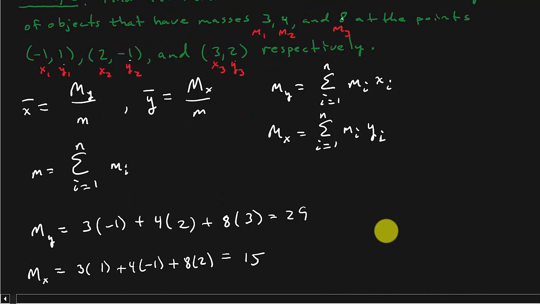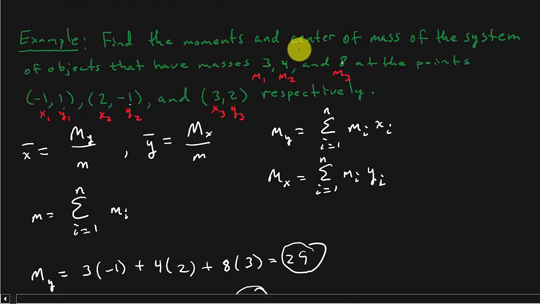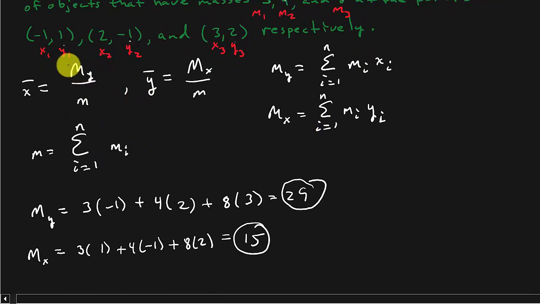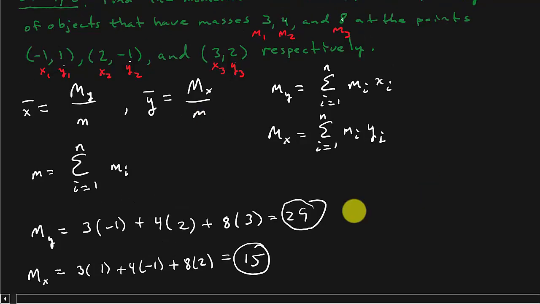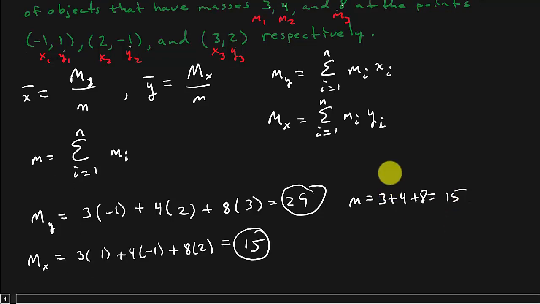All right, so this is what they're asking for when they ask you to find the moments. Now we want to find the center of mass. So remember, the center of mass is x bar, y bar. You can see I've already found my moments. Now I need to know what m is. Well, remember, m is just the sum of the masses. That's 3 plus 4 plus 8, which is 15.